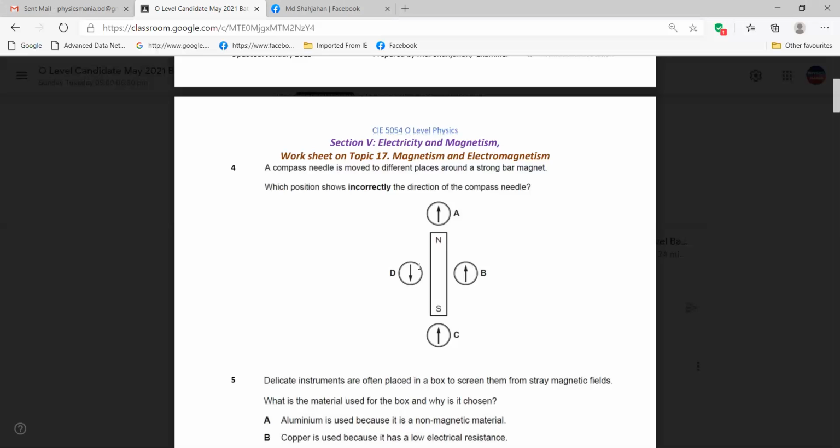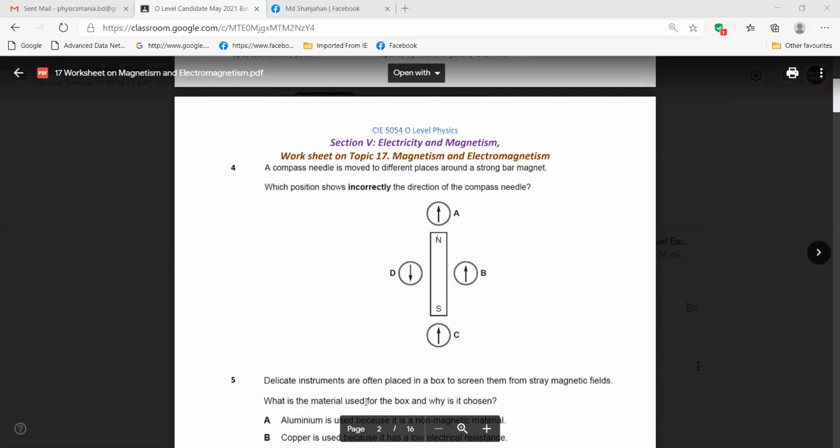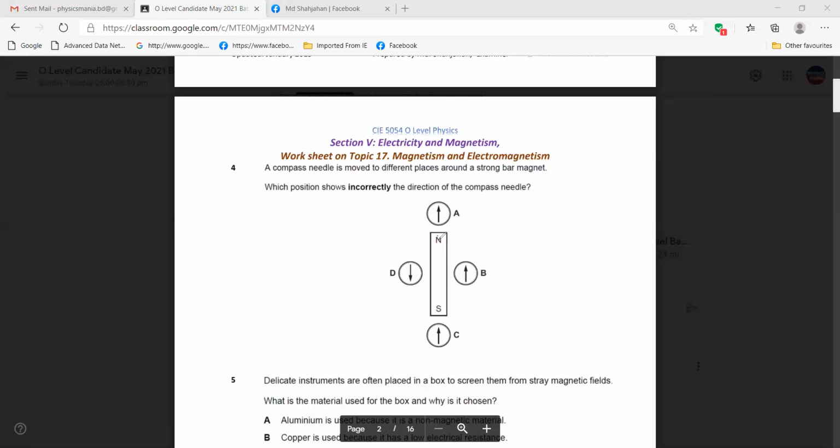You see, the first rule is followed for A, D, and C. Only for B it's not following. How? I'm drawing and showing you. You also drew the diagram about magnetic field lines, right? Yes, sir. Check. I'm drawing. Magnetic field lines start from north and end into the south.